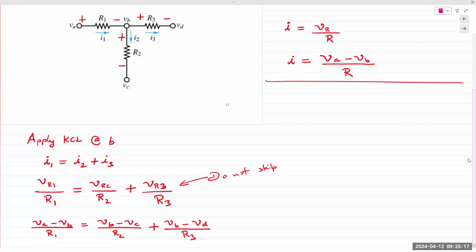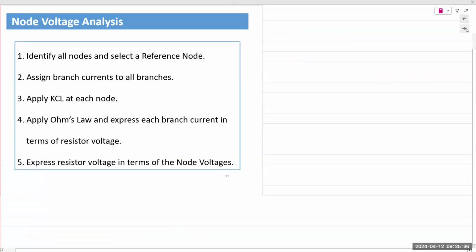Now, from this point on, you plug in all the known values and reduce it to a linear equation. And we see that in the example problem. Okay, there are no questions. Let's summarize all the steps.